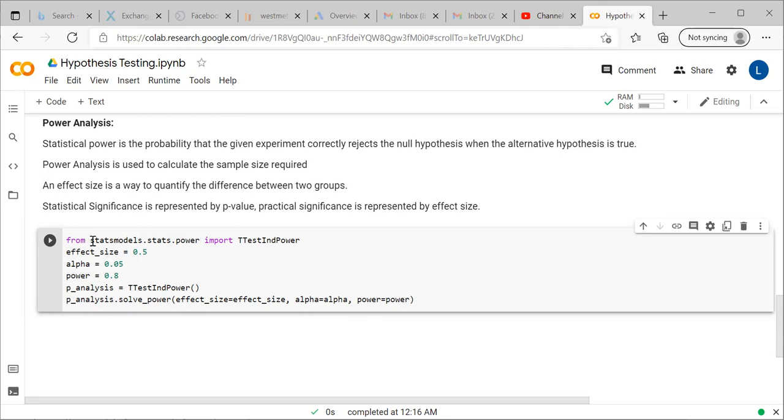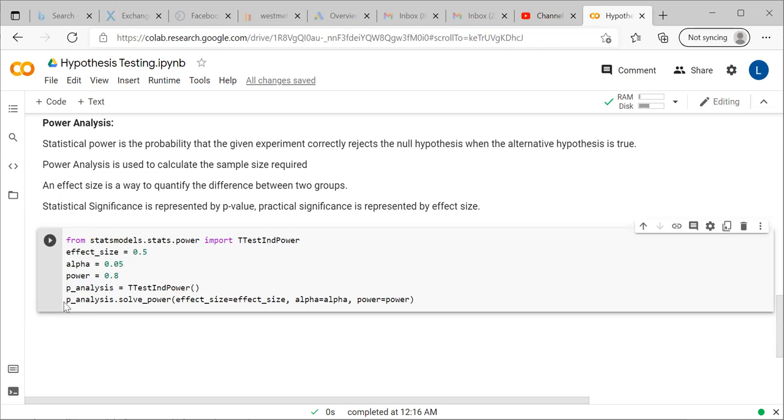For this, I am importing only one command, tt_ind_solve_power, that is available in the package statsmodels.stats.power. So from statsmodels.stats.power, import the t-test independent power command. Here effect size, alpha and everything, I am assigning the respective values. So p_analysis is nothing but the power analysis, equal to the t-test power. I am executing this command.